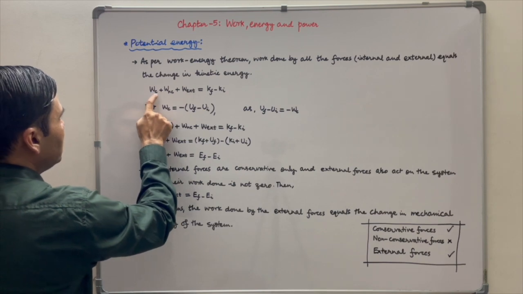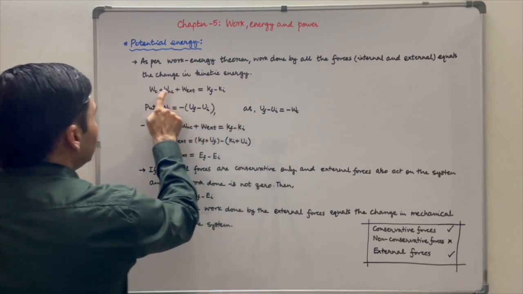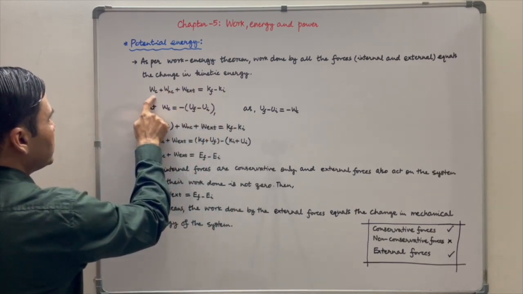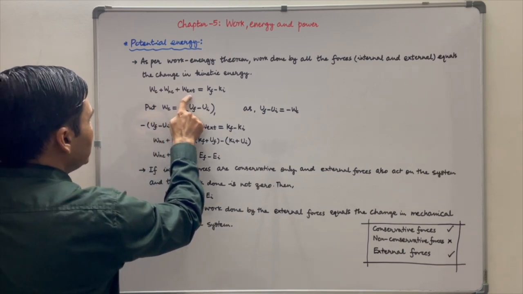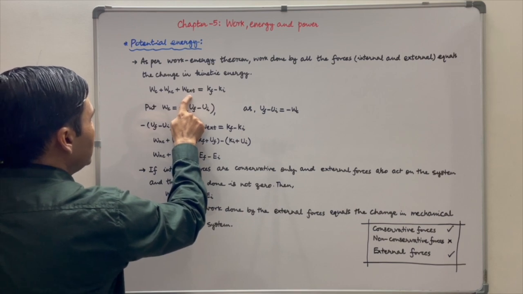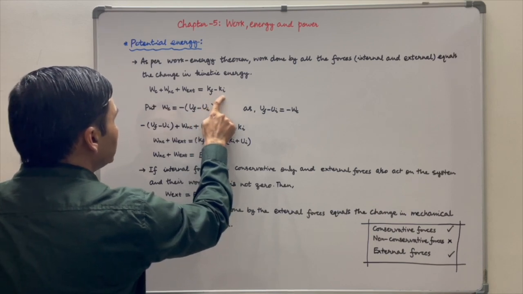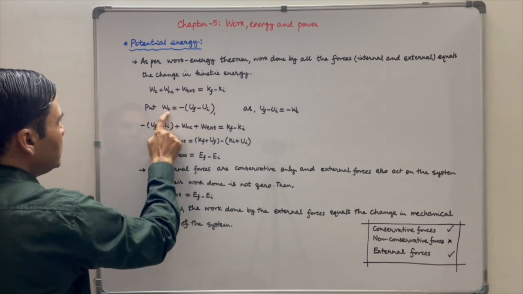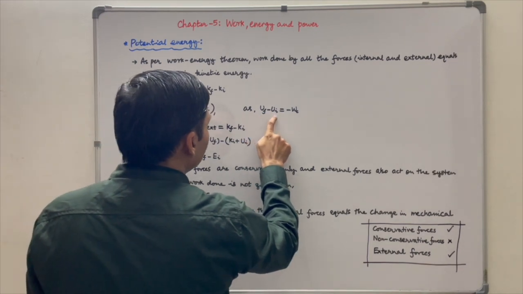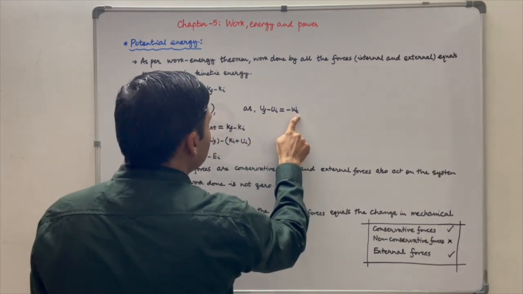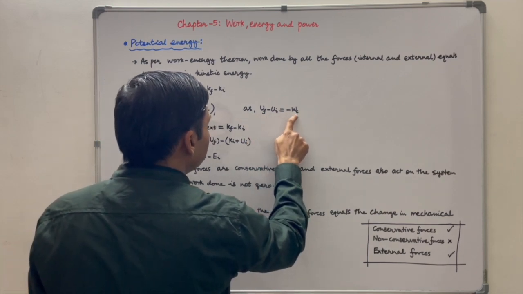That means WC plus WNC plus W external is equal to Kf minus Ki. Here WC means work done by conservative forces, WNC means work done by non-conservative forces, and W external is work done by external forces. Kf is the final kinetic energy of the system and Ki is the initial kinetic energy of the system. Put WC is equal to minus (UF minus UI). We know that UF minus UI is equal to minus WC. Change in potential energy of the system is equal to negative of work done by conservative forces.